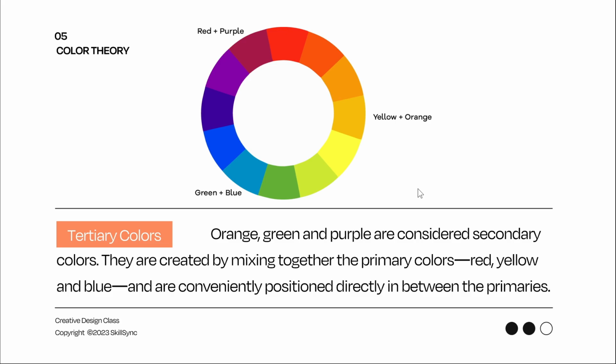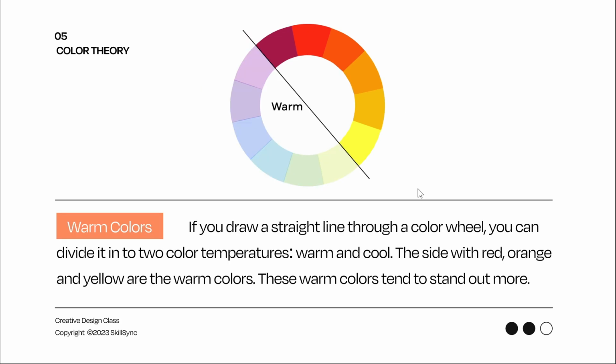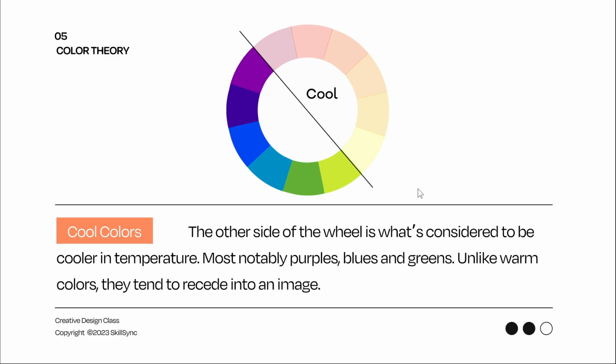We also have tertiary colors. All right. Now we talk about warm colors. When you divide the color wheel into two, the top part you get some warm colors. So we have the reds, yellows, and oranges. They are very warm. We talk about cool colors. We have the other side of the color wheel, the purples, the blues, the greens. Okay, they are very cool.